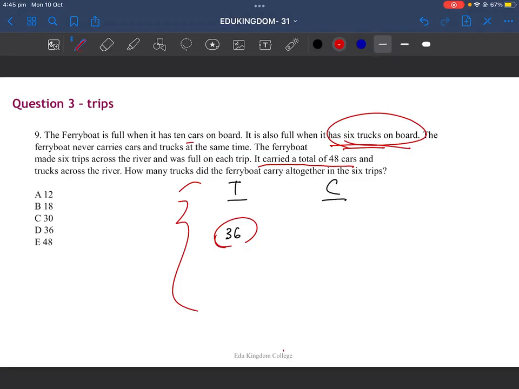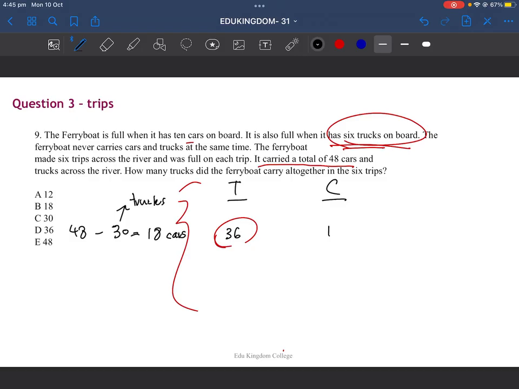So we come back. We say, all right, let's choose option C, 30. If 30 is the case, 48 minus 30 would be 18 cars, right? Because remember, this is trucks.